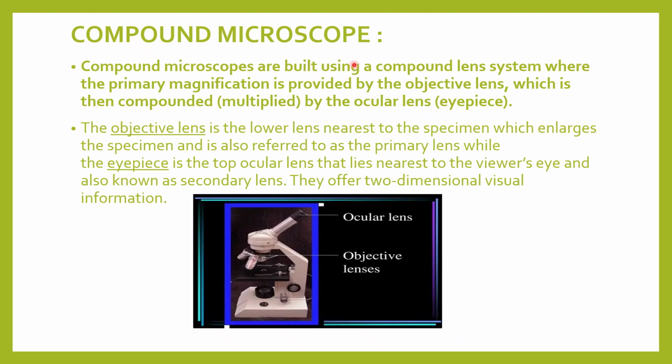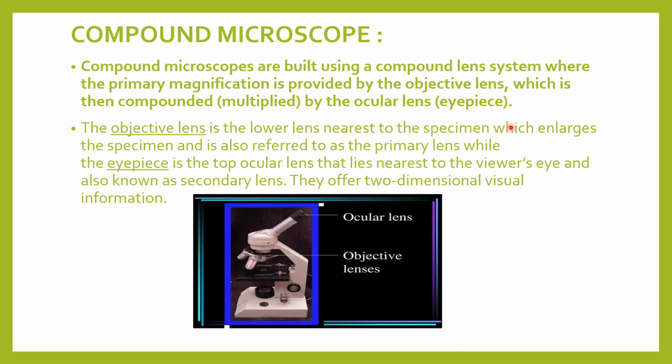Okay, compound microscope. Compound microscopes are built using a compound lens system where the primary magnification is provided by the objective lens, which is then compounded, multiplied, by the ocular lens or eyepiece. So the compound microscope is the simplest form of microscope which we use in laboratories. I think all microbiological laboratories will have this simple instrument which is called a compound microscope.